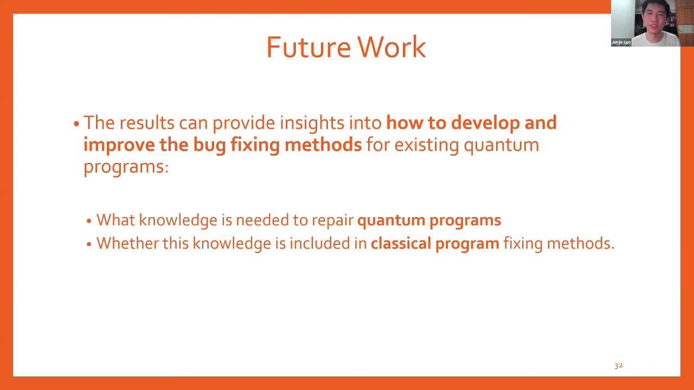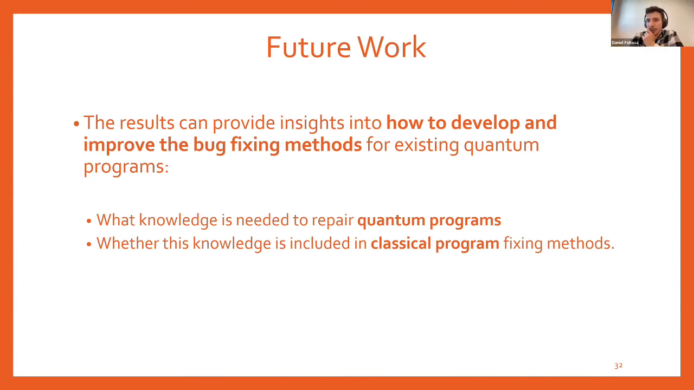I will try to answer this question. I think we can try to collect these quantum specific bugs and find the same points in them, and we can summarize some knowledge from them and use it for future research. All right, thank you.